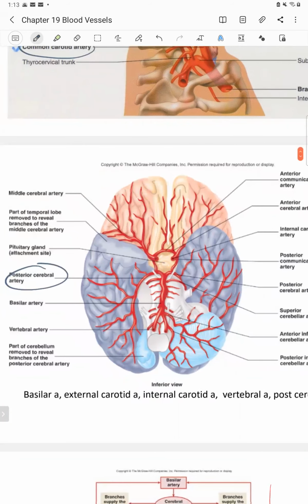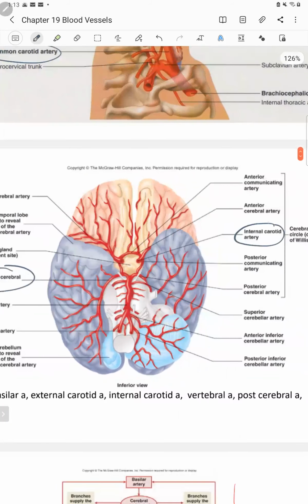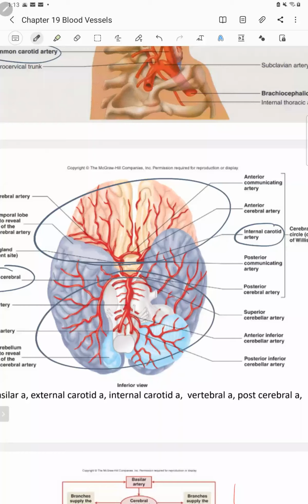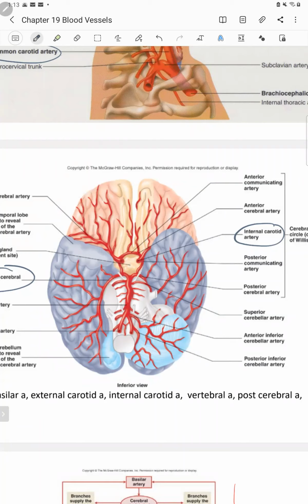Okay, you also have the internal carotid artery that supplies more of the front half of the brain. So the vertebral artery supplies more of the back half of the brain, and the internal carotid is going to supply more of the front half of the brain. Okay, then we have this posterior communicating artery that connects basically that front part to the back part. Okay, and the internal carotid.